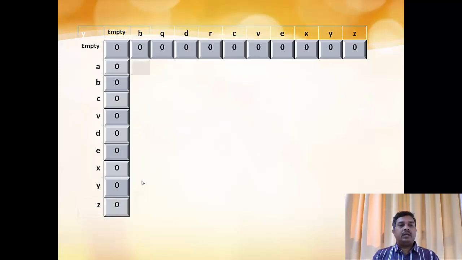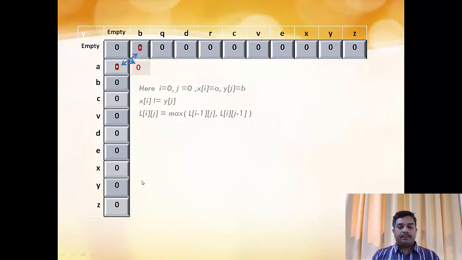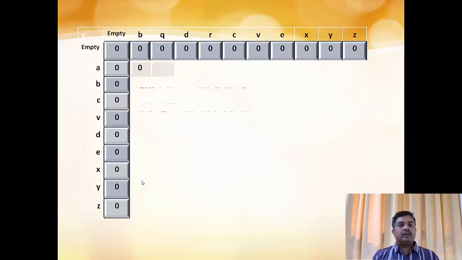Now let us see the value for A and B. This is the value we want to fill. Here i equal to 0, j equal to 0. The Xi value is A and the Yj value is B. It means A is not equal to B. So we are going to take L[i][j] equal to the maximum of L[i-1][j] and L[i][j-1]. It means out of these two elements, whichever is maximum, we are going to write here. So let us take the second one.